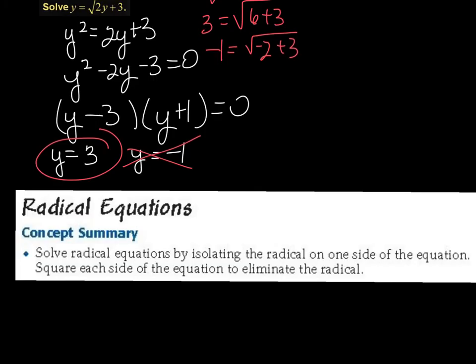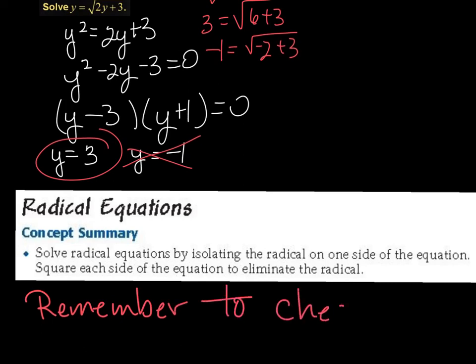Solve radical equations by isolating the radical on one side of the equation. Square each side of the equation to eliminate the radical. And remember to check, because sometimes we've done everything right and we get answers that don't work in the original equation.